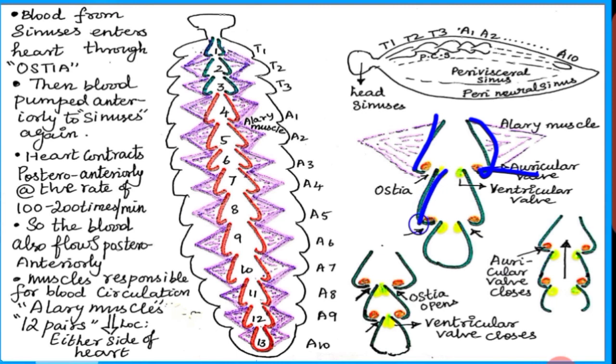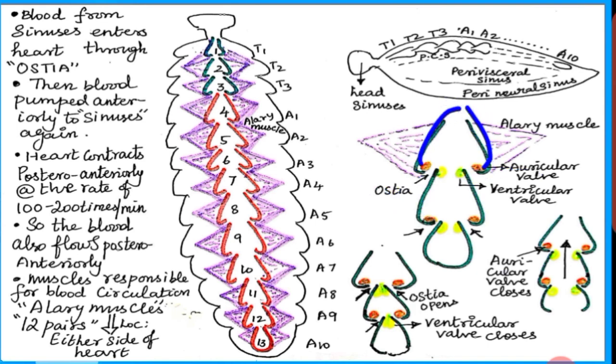The upper region has ventricular wall, auricular wall and ventricular wall. Then in between them the opening is called ostia. Got it? See the picture.